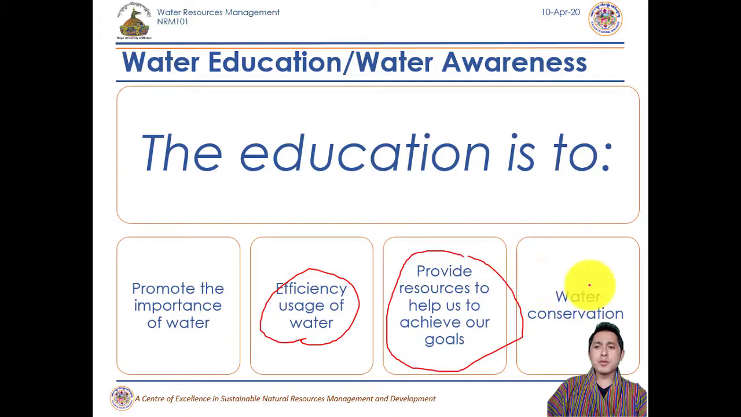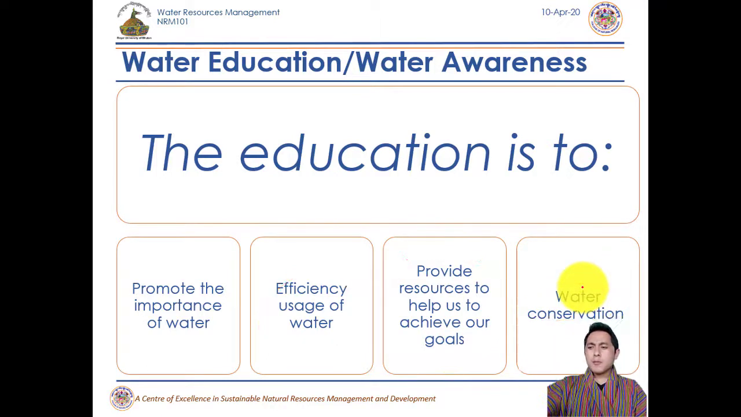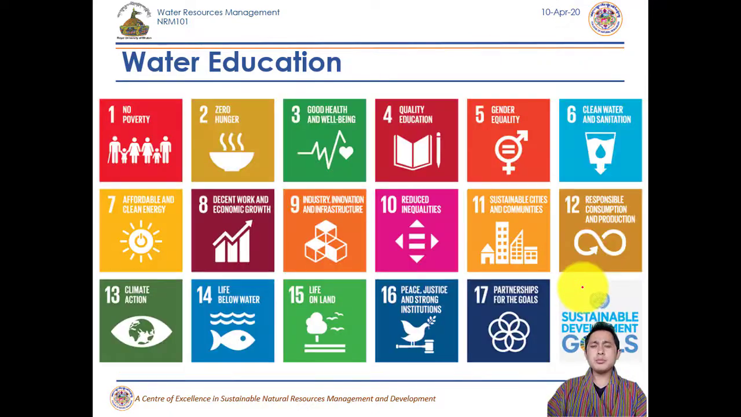We can also look at what are the different water conservation techniques that we can apply. So from the steps like a very basic awareness system, like basic education system, like creating an awareness on the importance of water, to using efficiency of water, to going to policy and water conservation level, is all about water education.